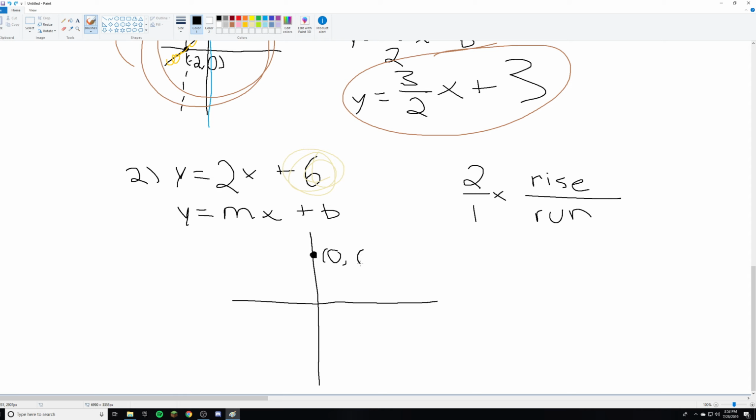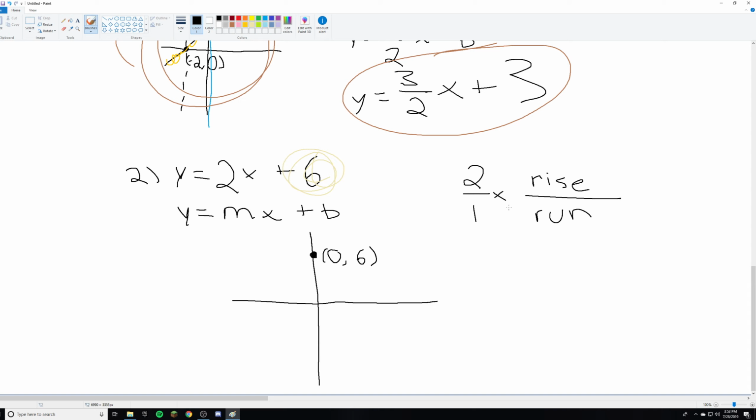I'm sorry, I'm very OCD about my handwriting. I'm doing this on a mouse right now, so it just looks funny. But yeah, so that y-intercept is 0, 6. So we know the line is going to be crossing this point.